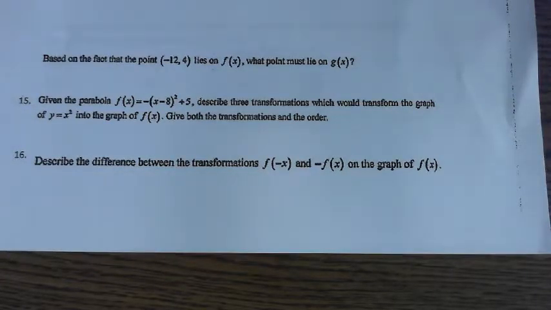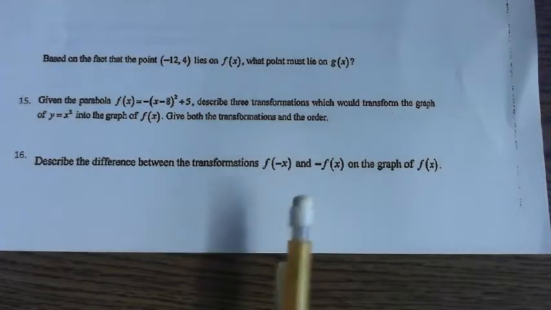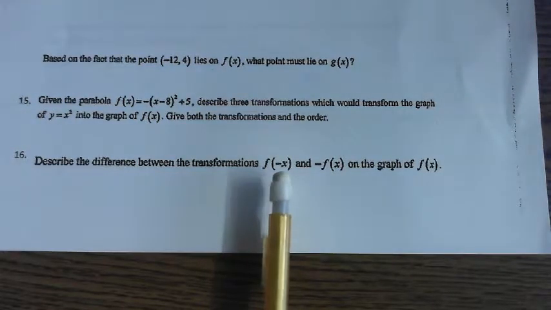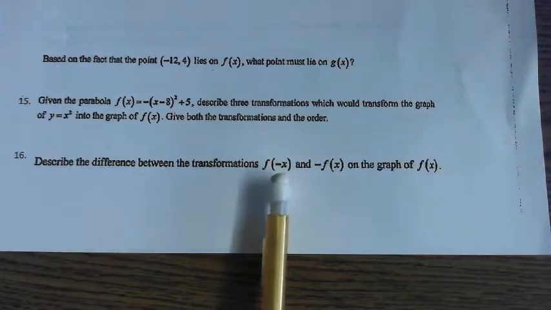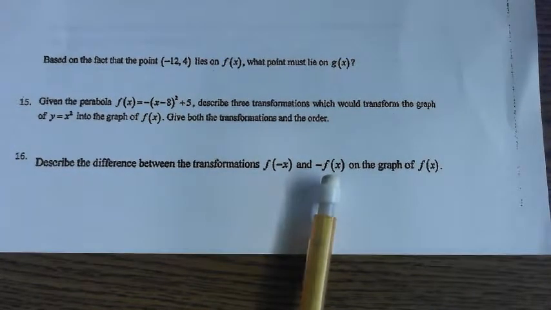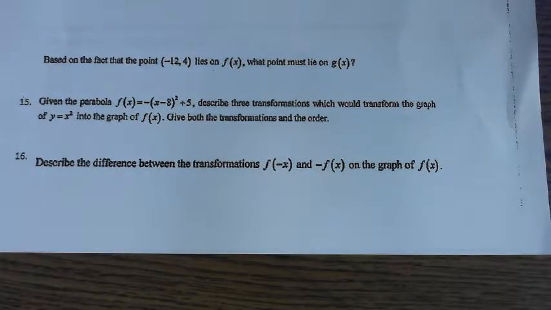All right, so 16, I'll just say it again so it's on the recording. This is a horizontal reflection over the y-axis because the negative is inside the parentheses, and this is the vertical reflection over the x-axis because the negative is out in front, okay?